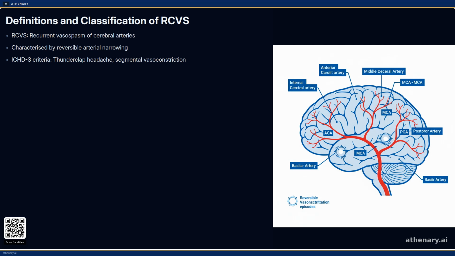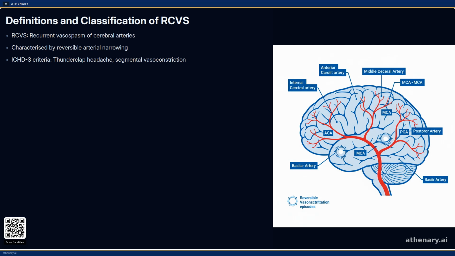A helpful way to think about this is like a severe muscle cramp, rather than a permanent blockage. The artery spasms and narrows, but then, over a period of days to weeks, it spontaneously relaxes and returns to its normal caliber. This reversibility is the key feature that distinguishes RCVS from other serious conditions like primary angiitis of the central nervous system.